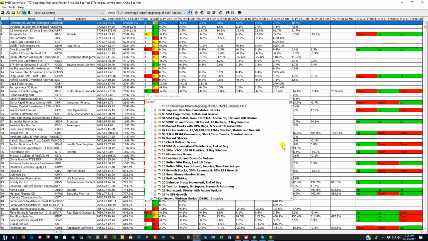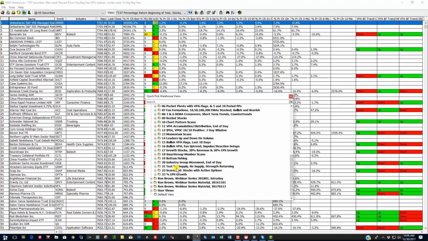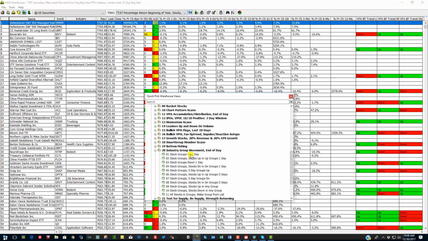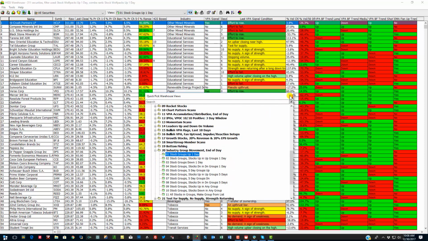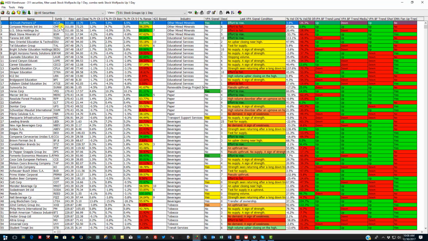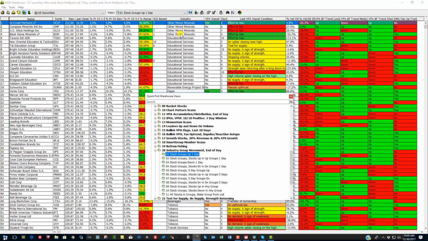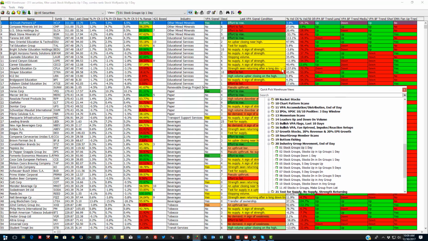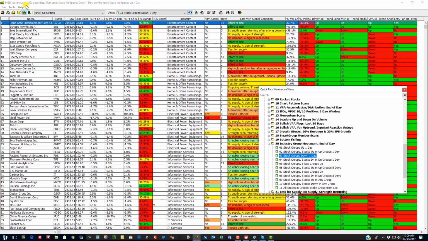I'm going to go down to the industry group movement one day, stocks and groups up one day. You can see that this is what happened on Friday. These stocks and the other mined minerals were up for the day, and there weren't very many of them. 311 stocks were up for the day, and these are the groups that they're in. If I go to the down for the day, look at this number, 2993. So yesterday, Friday, was not a good day for stocks.